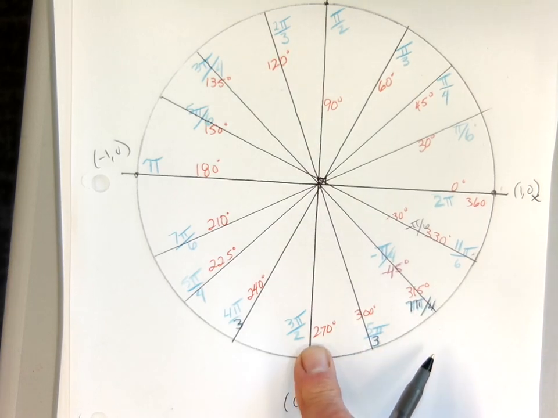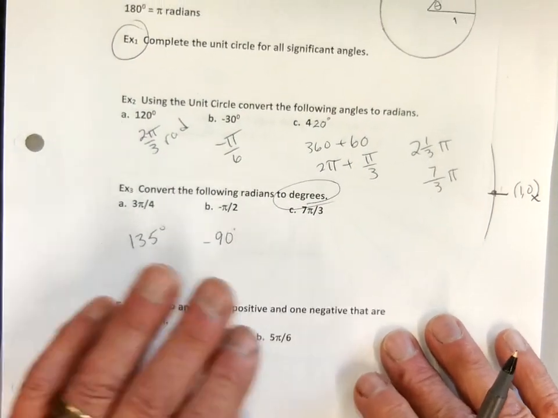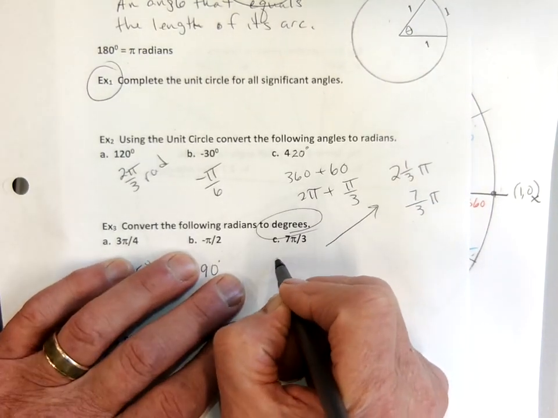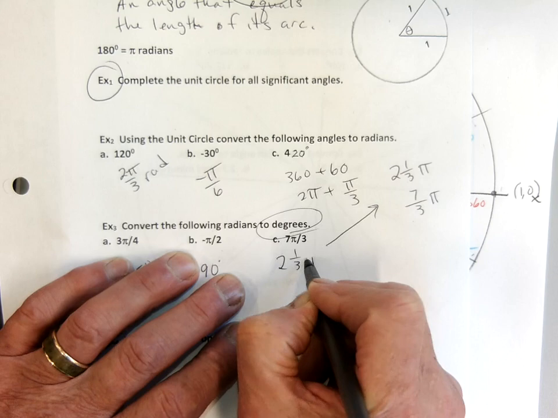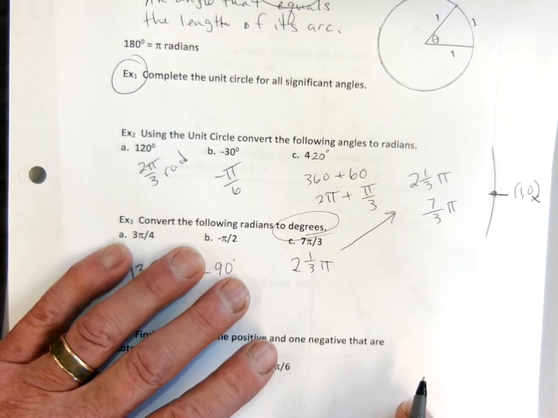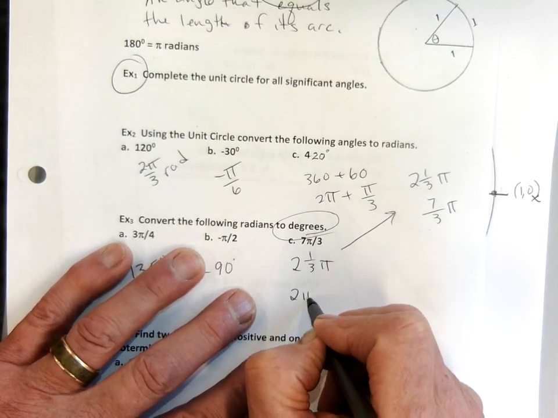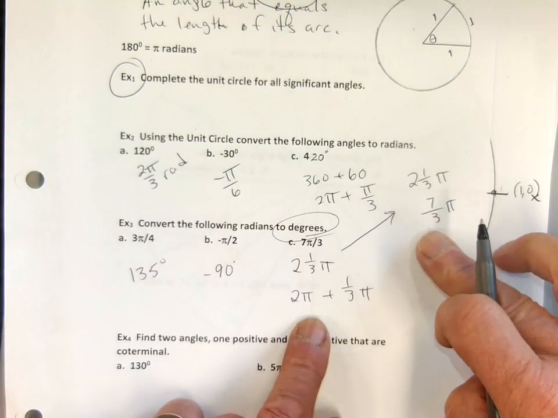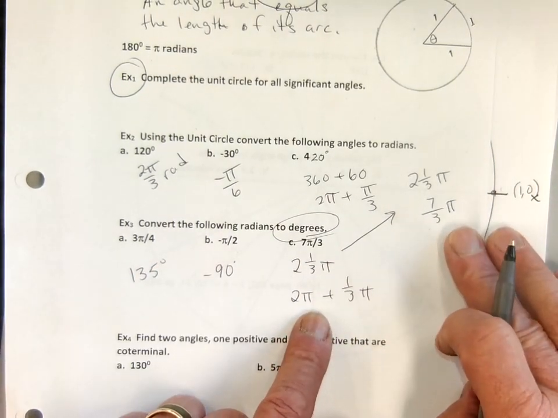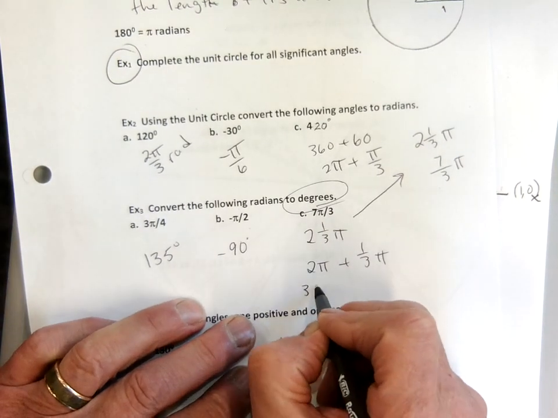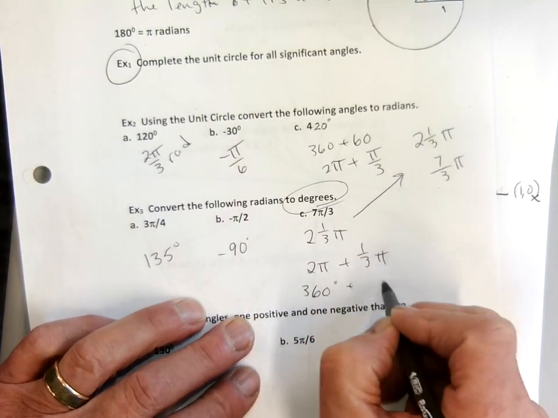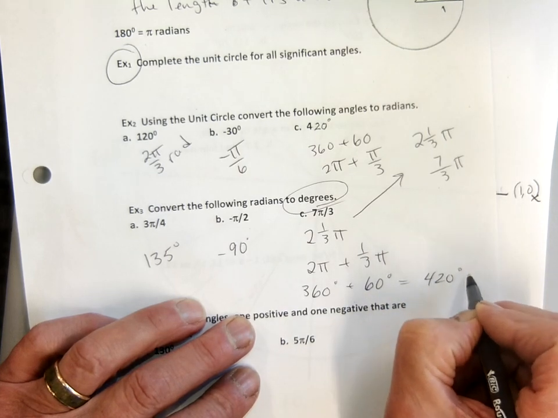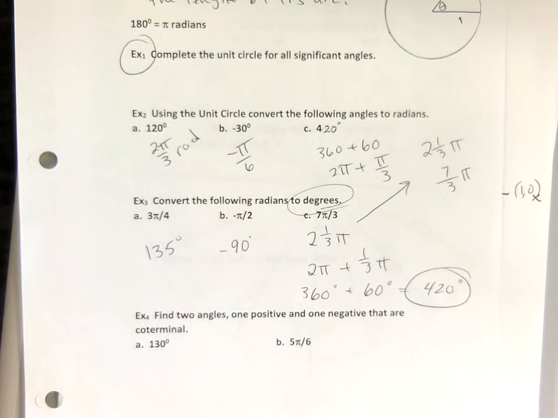Yeah, pretty much. Okay, now, 7 pi thirds, we just did it. 7 pi thirds, we know, is the same thing as 2 1/3 pi, right? That's the same thing as a 2 pi plus a 1/3 pi, right? We did it, but now we're going to work it backwards, which is 360 degrees plus my 60 degrees, which makes my 420 degrees. How am I doing, okay?